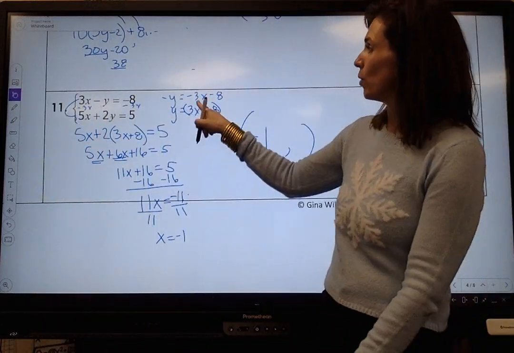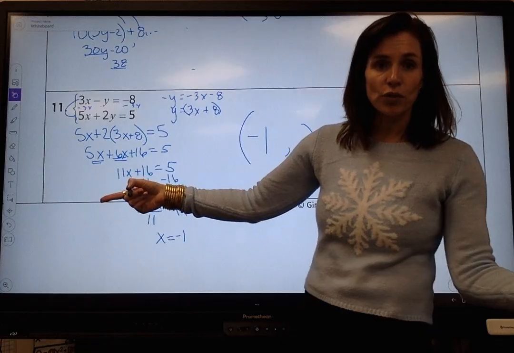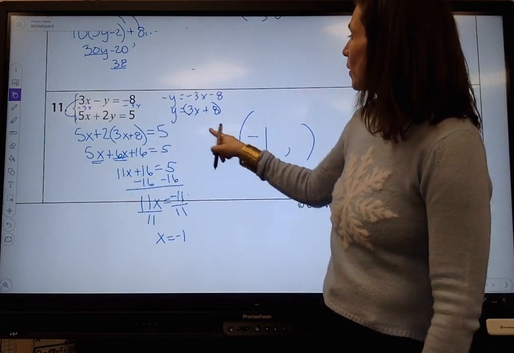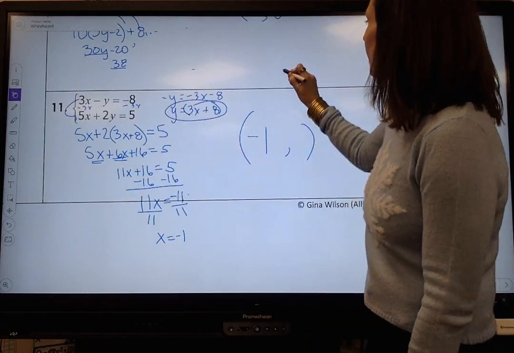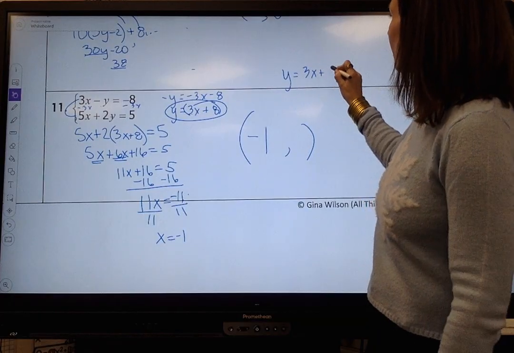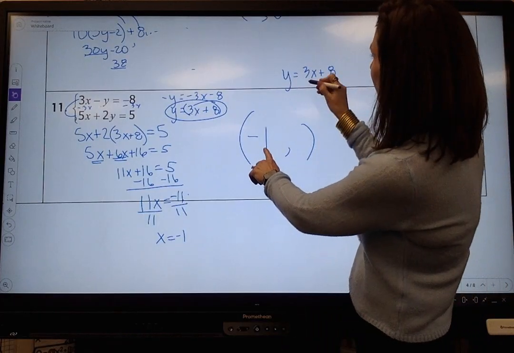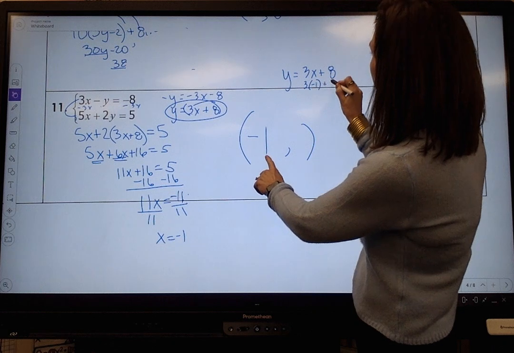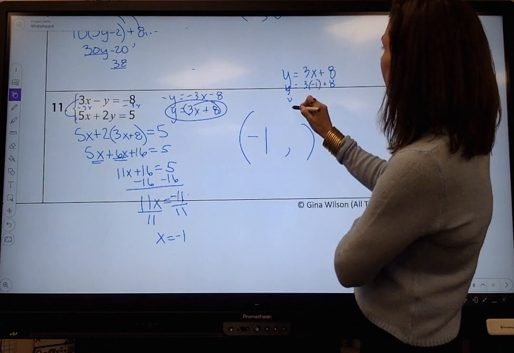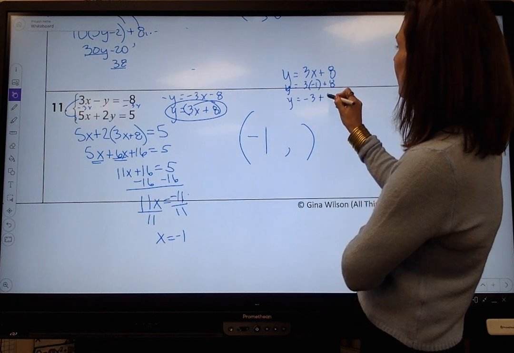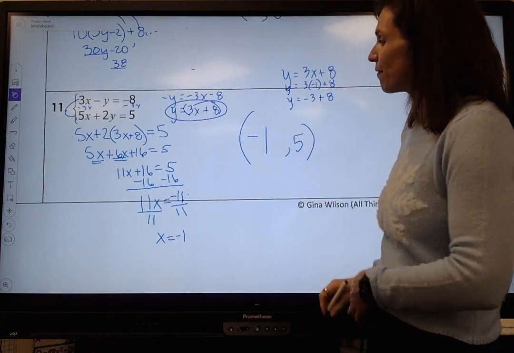x equals negative 1. Now I have options to choose from to solve for y. So I'm going to use this one, and I have y equals 3x plus 8. I already solved that x is negative 1. So to solve for y, I get negative 3 plus 8. Negative 3 plus 8 is 5.